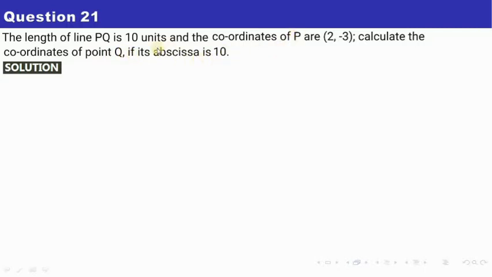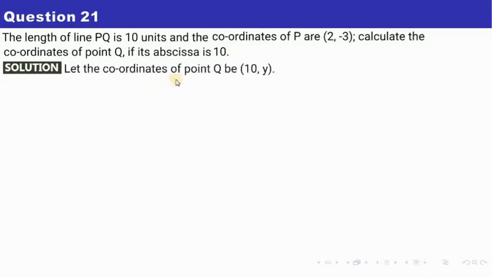Basically the point P is given to you as 2, minus 3, and for Q only the abscissa is given. That means we are not given the ordinate. So you have to assume the ordinate to be anything, like x, k or whatever you want to, and you need to find the distance between P and Q. It is already given that the distance is 10 units, and whichever unknown you are taking, for example if you take the ordinate to be x, you need to find the value of x in this case. So let us begin.